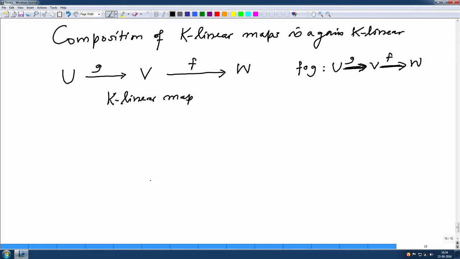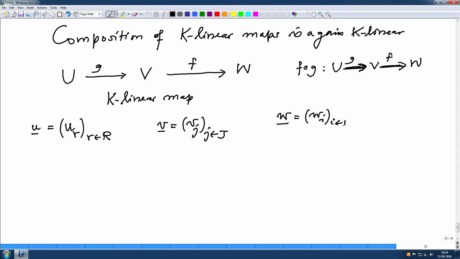Now, to study G we need a basis of U, to study F we need a basis of V, and to write the images we need a basis of W. So we will choose a basis Ur, r in R, which is a basis of U. The basis of V is Vj, j in J. And Wi, i in I, is a basis of W. These are K-bases of U, of V, of W.